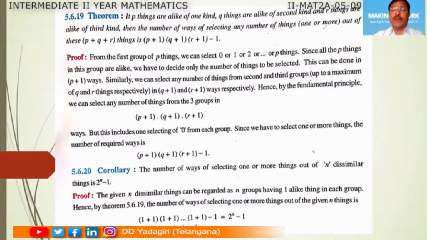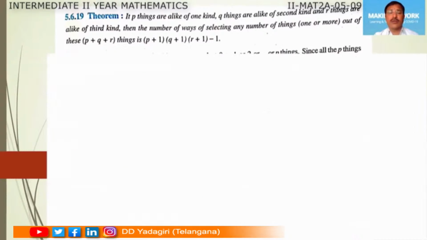By taking one or more out of these P plus Q plus R things is P plus 1 into Q plus 1 into R plus 1 minus 1. So let us see how this is derived. I will explain it first. So here, this previous concept is applied to prove this theorem.